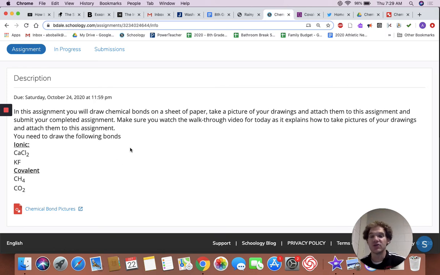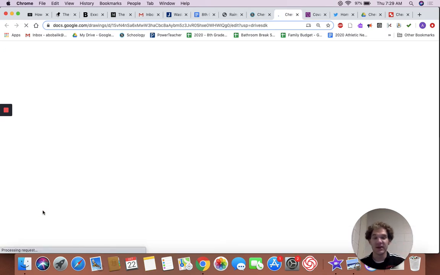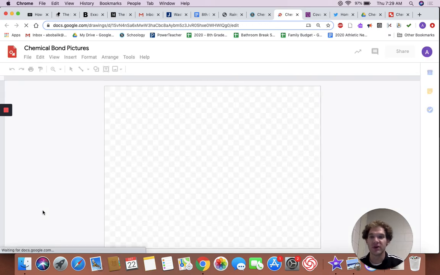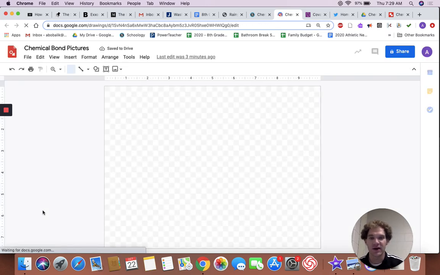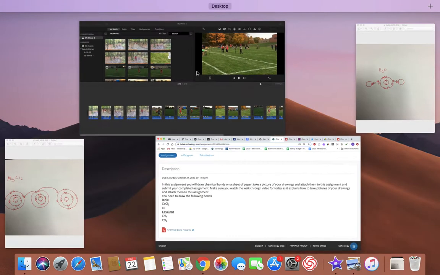As I said, you can either draw the pictures on a sheet of paper and then take a picture and send it to me, or I've attached a Google Doc called Chemical Bond Pictures, and you can do what we did previously. Think back to a couple weeks ago when you drew pictures of atoms, and use some of the shapes here to draw the atoms as well. It's your call whether you want to draw it on paper or create it in Google Drawings and share it with me. I did a couple of examples. Let me pull up my examples real quick.